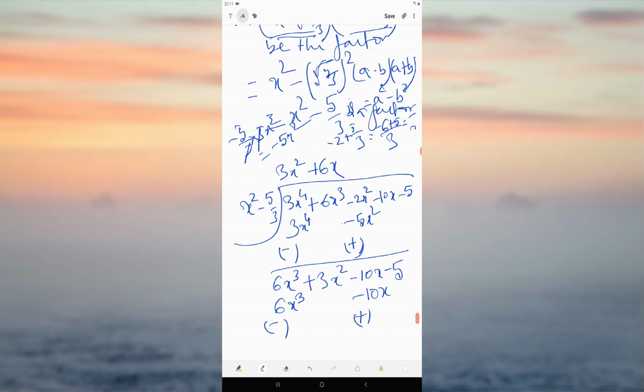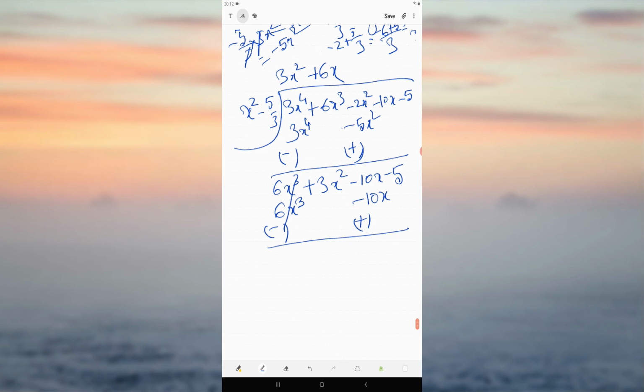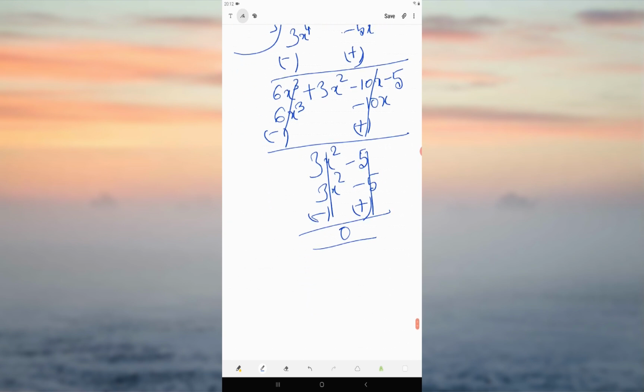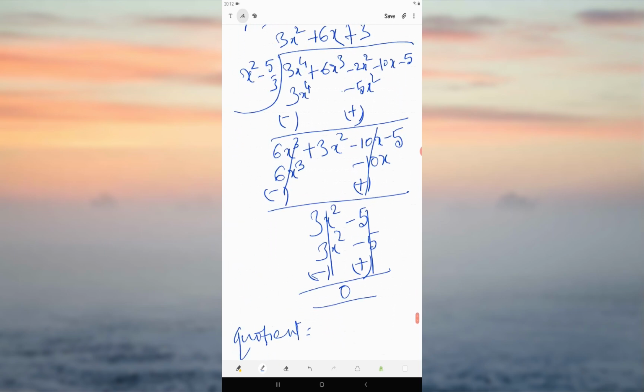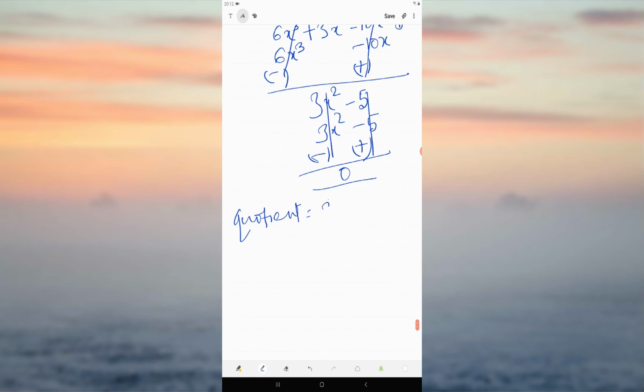Minus plus, this becomes, and this also cancels, we get 3x square minus 5. So multiply with plus 3, we get 3x square minus 5 minus plus, so cancel it, we get 0. Okay, so what is the quotient for it? The quotient we got is 3x square plus 6x plus 3.